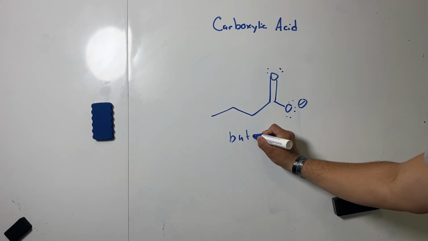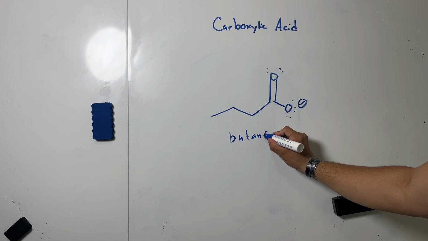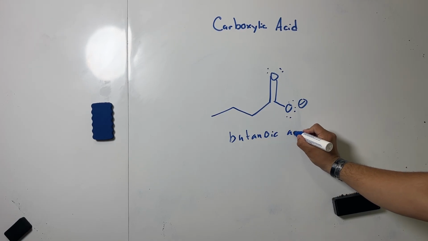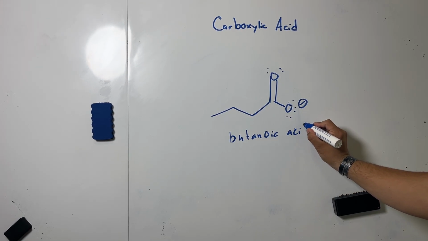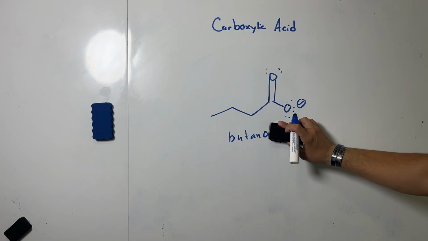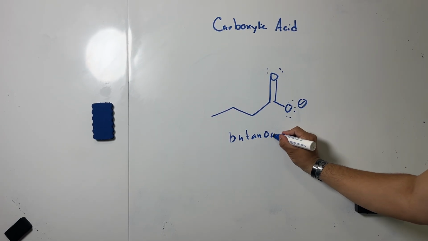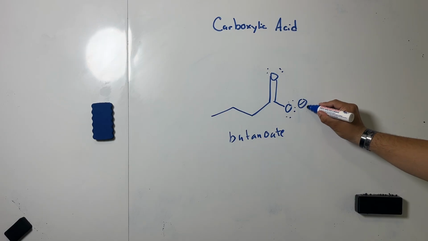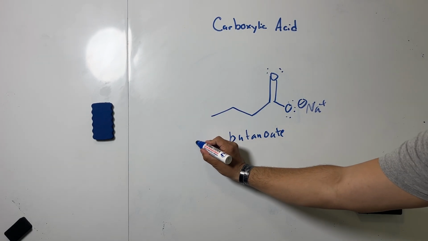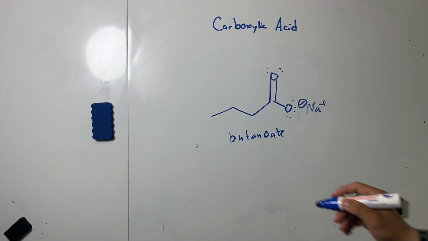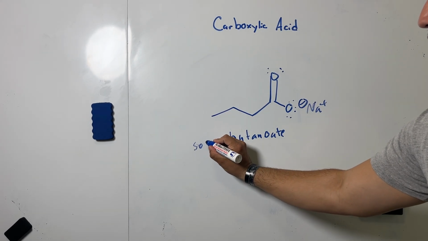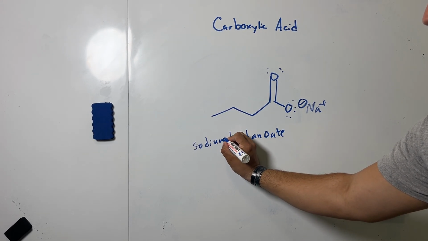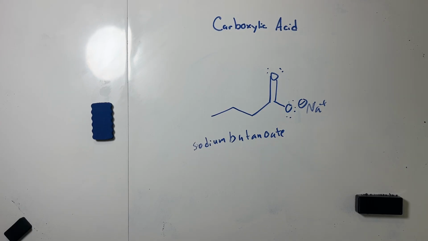So you take the acid name, butanoic acid, you lop off ic acid, put ate there, butanoate. Now, if this is also shown with a counter ion, say sodium counter ion, this is now, my pen is really dying, sodium butanoate, however you want to pronounce that.